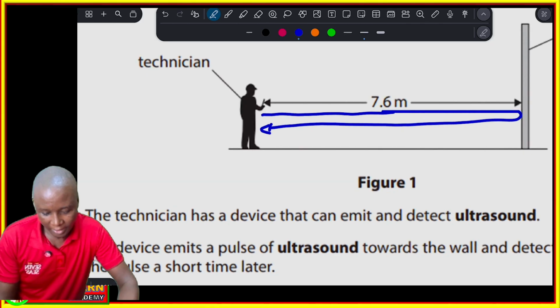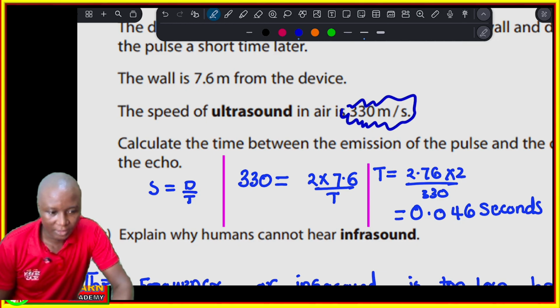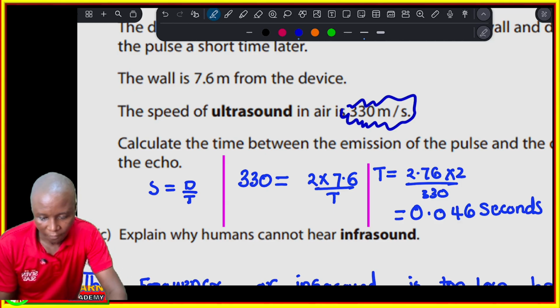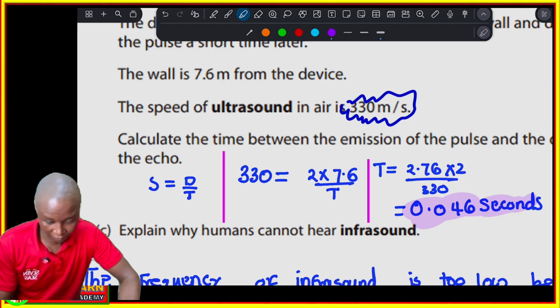So at that given point, you are supposed to remember speed is equal to distance over time. Once you've identified that, you multiply the distance between the person and the wall times 2. So 2 times 7.6 over the time taken. And if you work it out, you're going to get your final answer being equivalent to 0.046 as the time taken for that case.